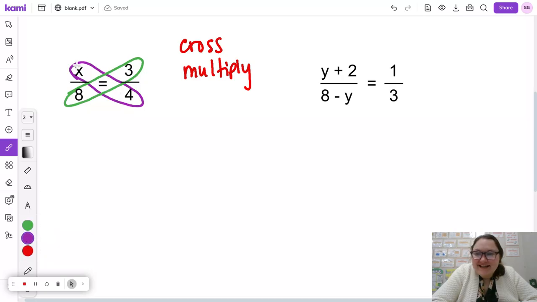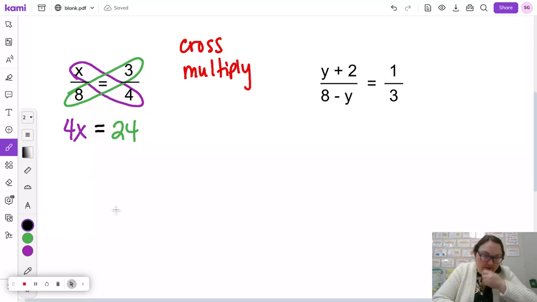So for example, I could say x times 4 is 4x, 8 times 3 is 24, and then it's an equation, so those two amounts are equal to each other. This right here, what we did with that x, is what we call cross multiply. And you can do this anytime you have an equation where you have a fraction equal to a fraction. We love cross multiplying because by cross multiplying you get rid of both fractions, and now I have a really easy one-step equation to solve.